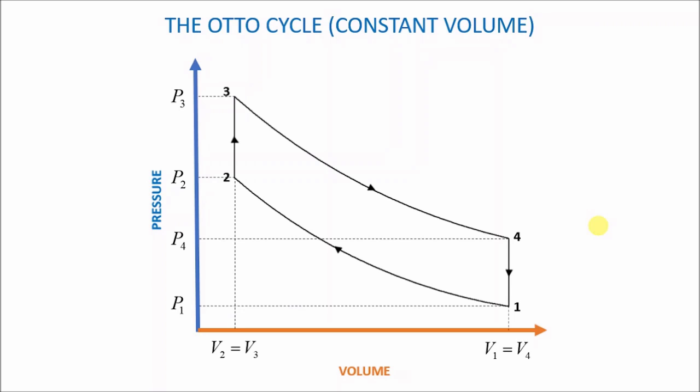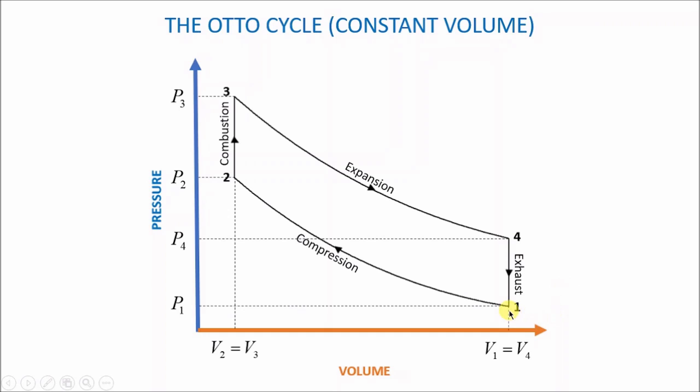So now, to move from state 1 to state 2, the process that is taking place here is a compression process. The process between state 1 and state 2 is a compression process. The process between state 2 and state 3 is a combustion process. The process between state 3 and state 4 is an expansion process, as you can see, because the volume is increasing. And the process between state 4 and state 1 is called the exhaust.